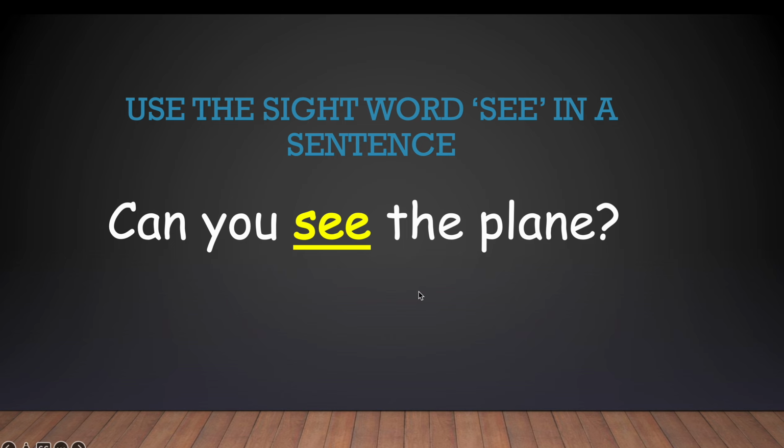Next, let's use the sight word see in a sentence. My sentence says, can you see the plane? I have a question mark at the end because my sentence is a question. Now you think of a sentence with the sight word see in it and say it out loud now.